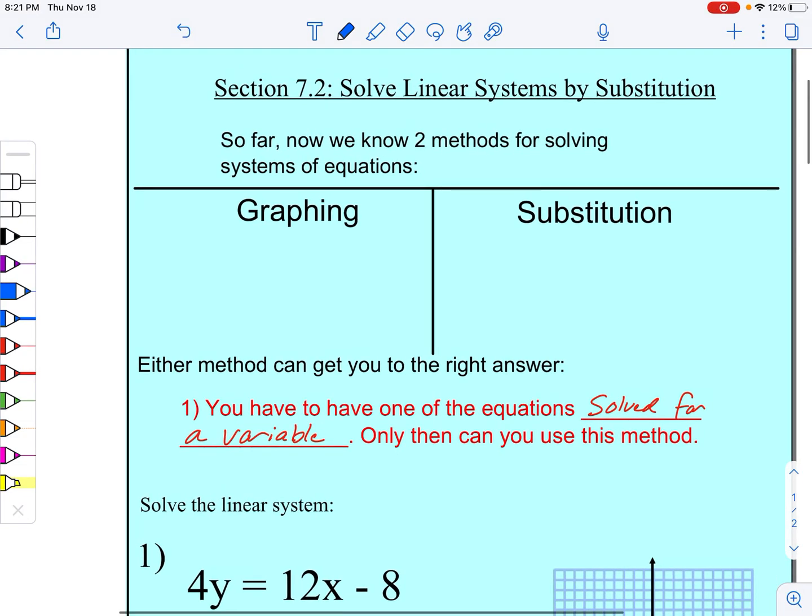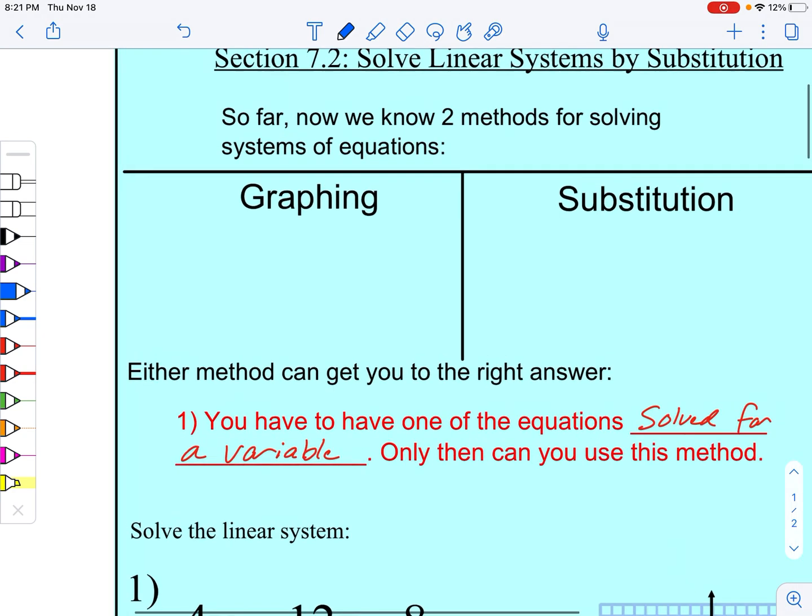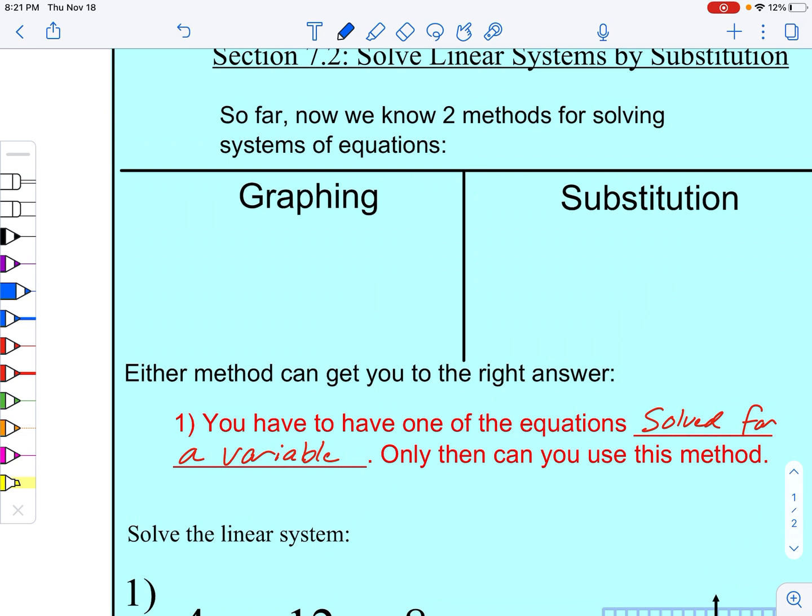This lesson's on section 7.3, solving systems using elimination, day 1. I'm just going to briefly review the 2 other methods that we know before going into elimination. So far, we know how to graph and solve a system.